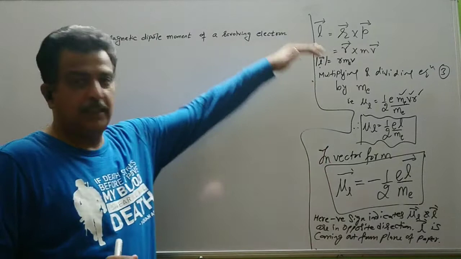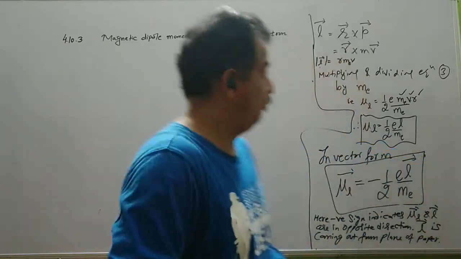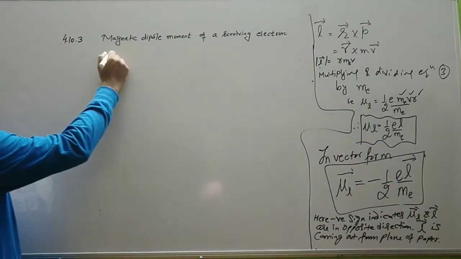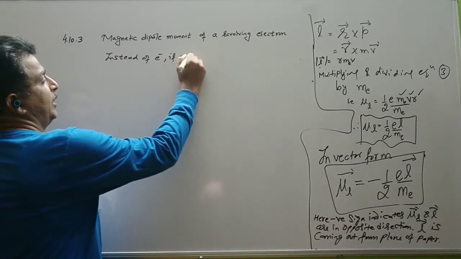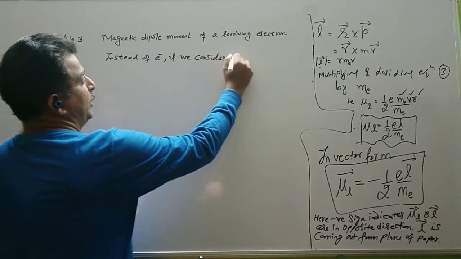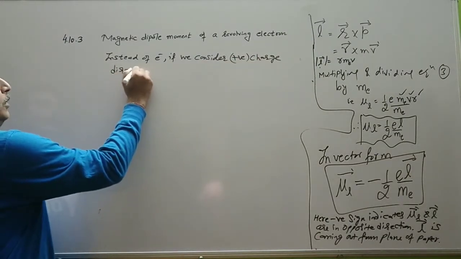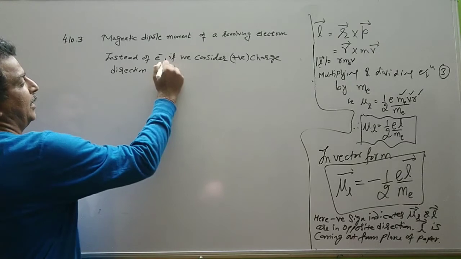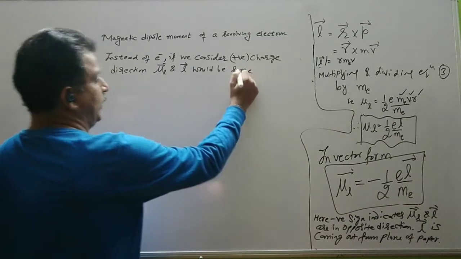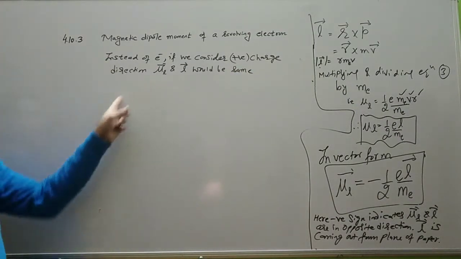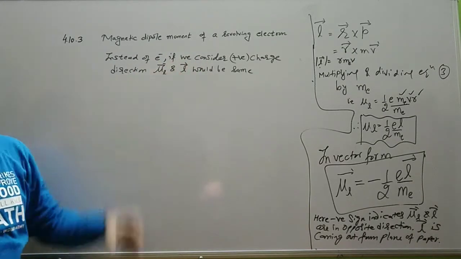Now in this theory we have taken the motion of an electron revolving. So instead of an electron, if I consider a positive charge, the direction of mu L vector and L vector would be the same. So in our diagram, the electron was anti-clockwise and the current was clockwise. If I take the motion of a positive charge, then the direction would be the same.